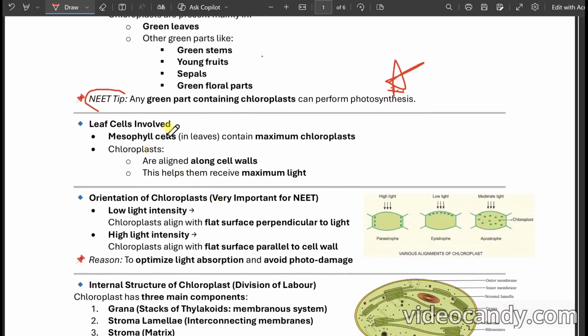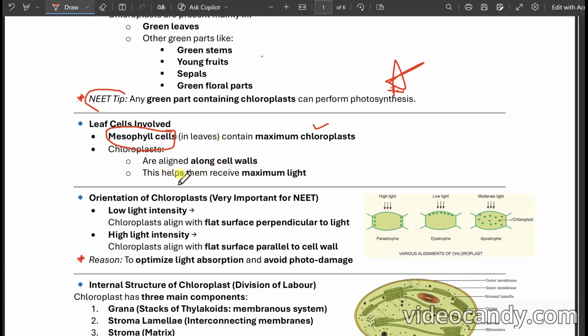Especially, the chloroplast is present in the mesophyll cells. So mesophyll cells contain the maximum amount of chloroplast. So these are very important cells. The mesophyll cells, which are next to the epidermal cells, contain the chloroplast. That's where the real photosynthesis happens. So the chloroplasts are aligned. The alignment of chloroplast is very important. The chloroplasts are aligned in the mesophyll cell along the cell's walls.